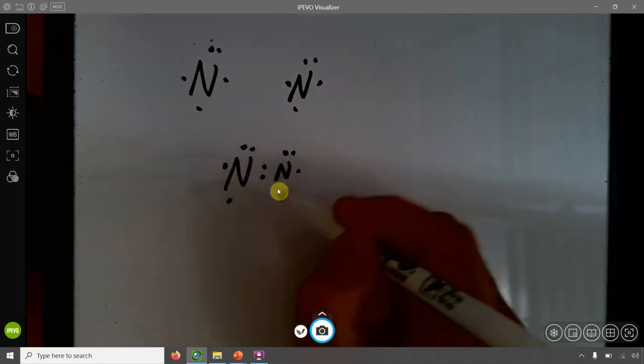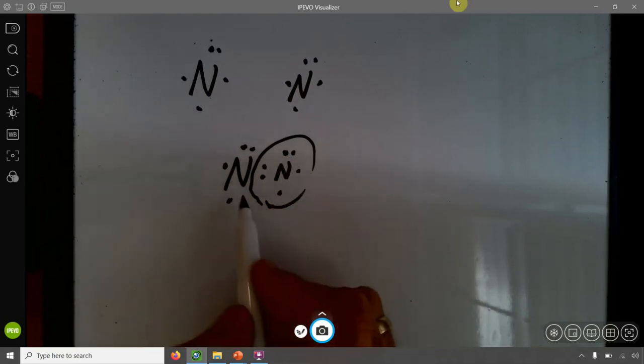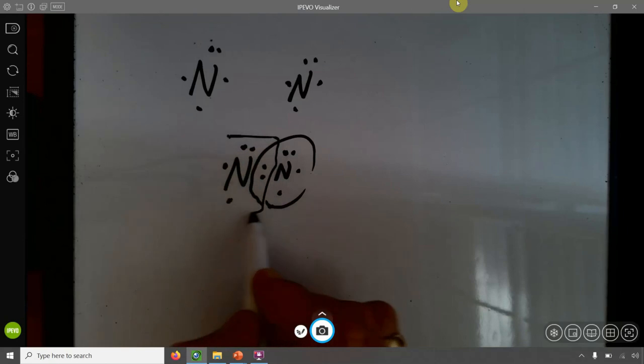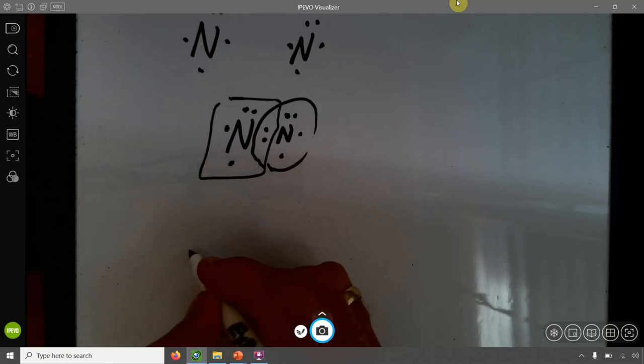okay, if I look at this circle here, this one has 1, 2, 3, 4, 5, 6. That's not the octet rule. If I look at this circle here, do a square. This one has 1, 2, 3, 4, 5, 6. It is not happy. It's not the octet rule. So they say, okay, let's try to share 2.